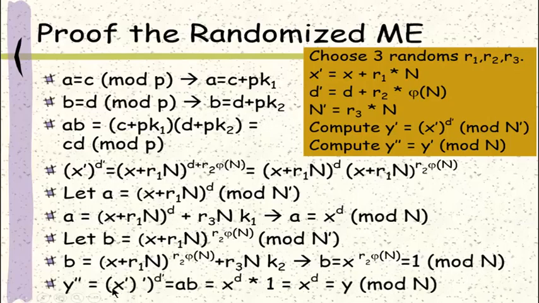So eventually what we get here is x double prime, which will equal x prime raised to the power d prime, which will equal a times b, where a will be x to the power d and b is 1 mod n. So this eventually is x to the power d, which is y mod n. So this shows that the randomized modular exponentiation gives the correct answer of the modular exponentiation x to the power d. However, the secret, which is the exponent d, will be hidden. The modular exponentiation we are doing here is x prime to the power d prime mod n prime.